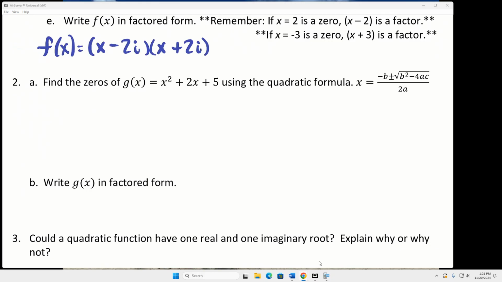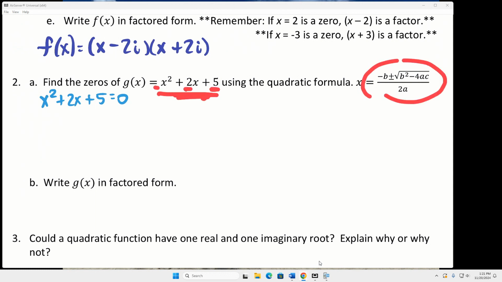What it does is, when we find the zero, we want to find when this is equal to 0. The quadratic formula takes the coefficients and the constant of this whenever it's in standard form, and in the end, it simplifies down to whatever the zeros are. So A is the coefficient of x squared, B is the coefficient of x, and C is the constant.